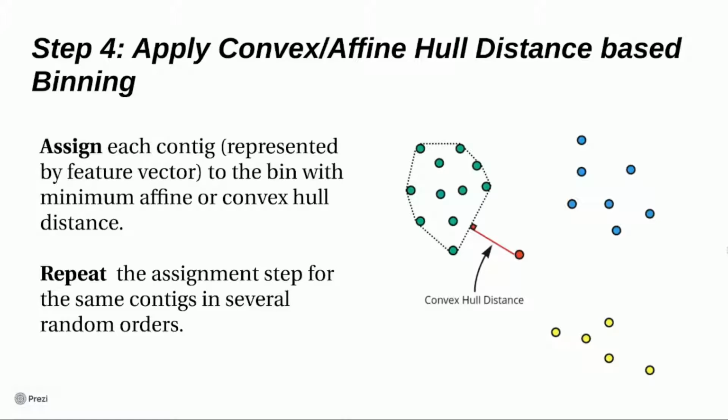At a high level, this is how the algorithm works. For each contig, we calculate the convex or affine hull distance from the contig to each bin. We then assign the contig to the bin with the closest distance. This process is repeated for a predetermined number of iterations. In each iteration, we permute the order in which the contigs are selected.